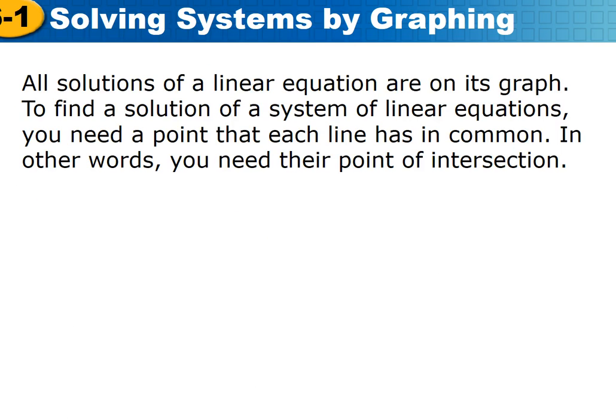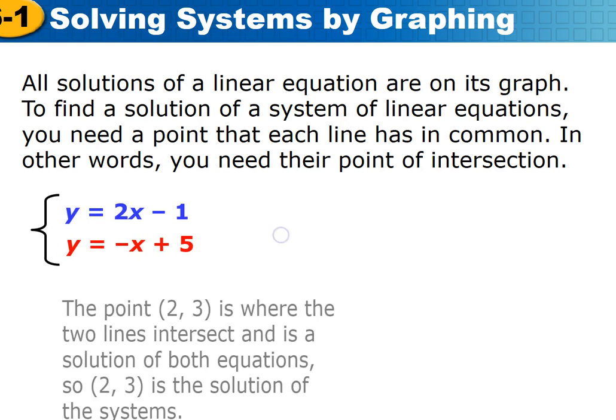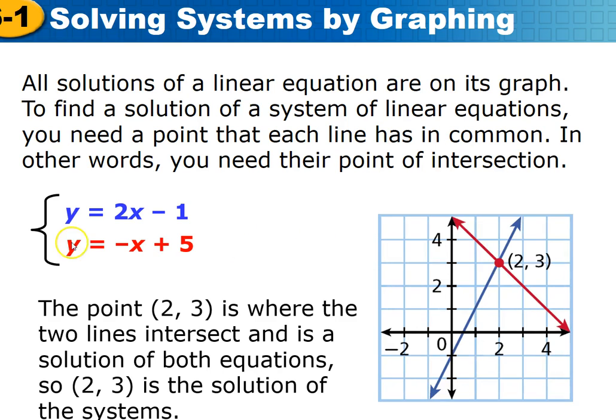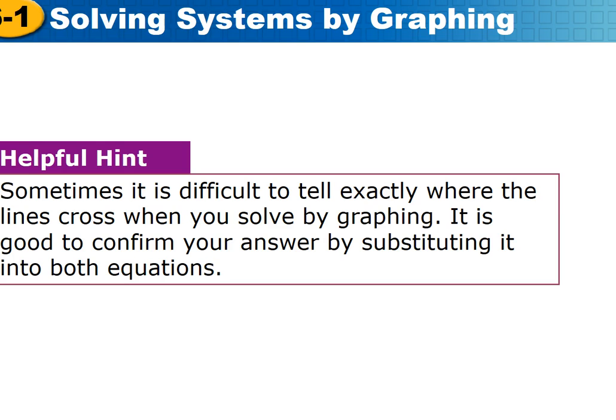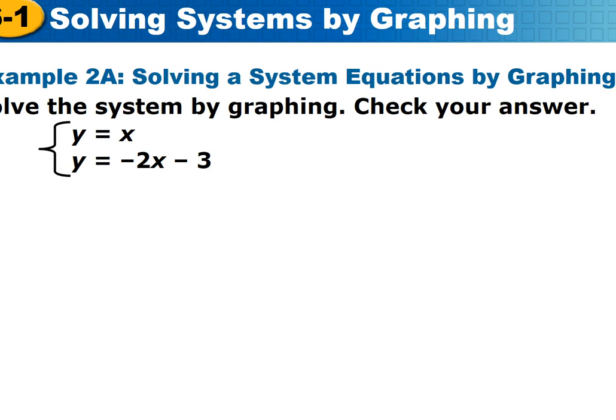All solutions are going to be on the graph, and to find the solution, you just have to find 2 points on the graph. All right, the point 2, 3 is where these intersect. So as you can see, the blue, all of these are solutions for this. And in the red, all of these are solutions. Now, where they intersect, it means that is the solution for both of them. That satisfies both equations.